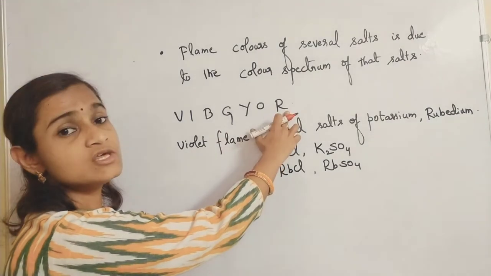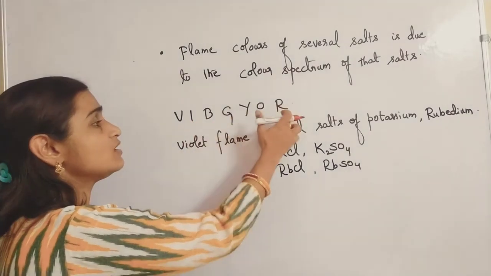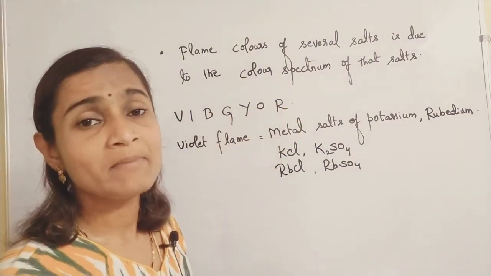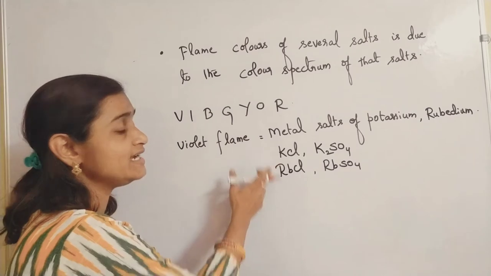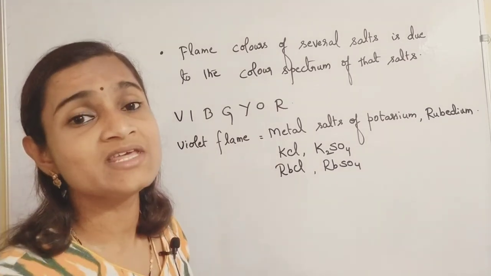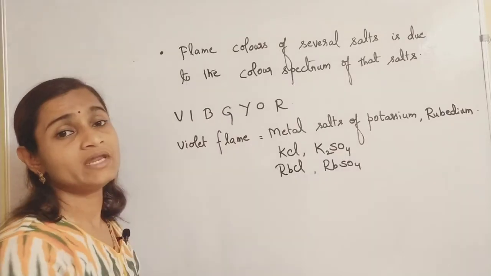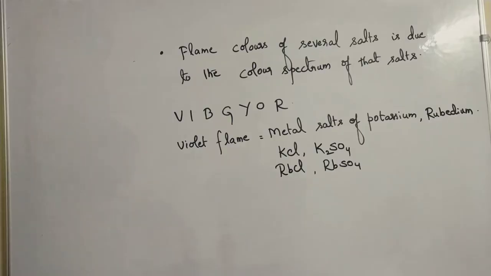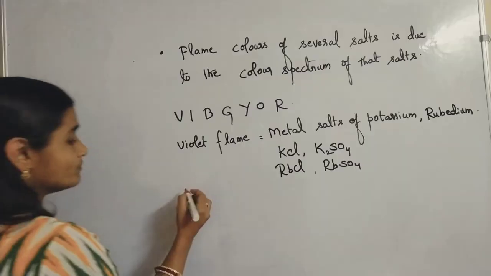Among the VIBGYOR regions, the remaining colors may not be observed so clearly, but when you take these salts and heat them, only the violet region appears to be illuminated. That's why the flame color is violet. Can you please understand the points carefully? You can see that in the pictures which I'm keeping in the middle. Next, if you go for indigo.